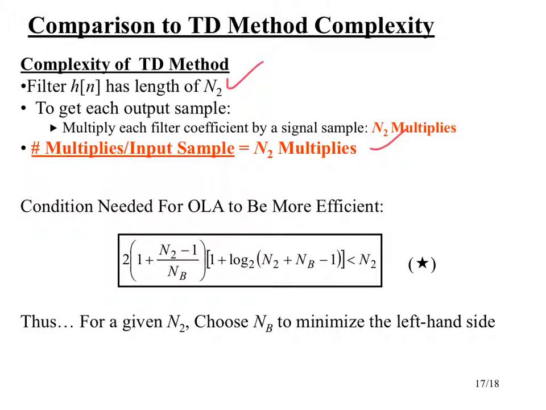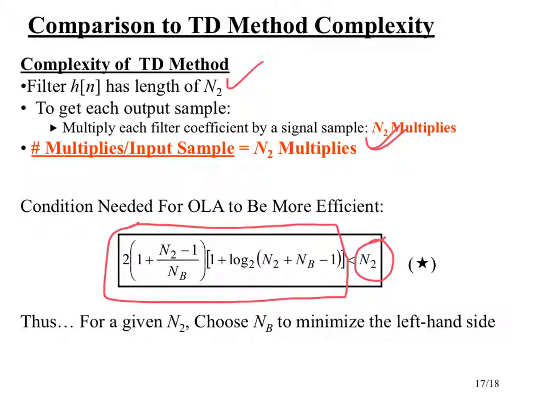And so now we need to compare them. This thing on the left is the number of real multiplies for the overlap add, using all the assumptions that we made. And the thing on the right-hand side is the number of multiplies per input sample necessary to implement this directly in the time domain, whether it's via convolution or direct form 2 kind of thing.